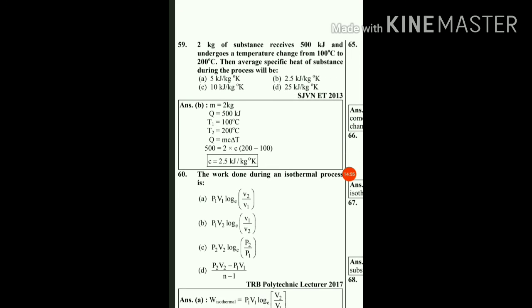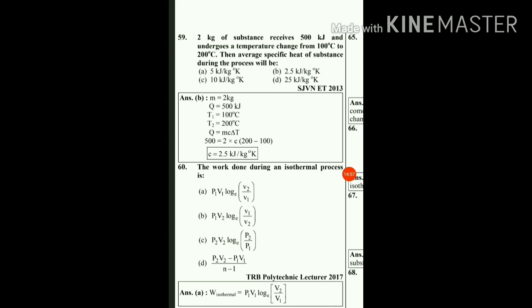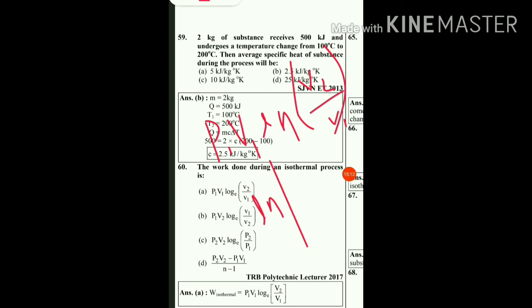Then the last question for today's lecture, the work done during an isothermal process. The process given is an isothermal process. So the work done during an isothermal process is, as I told you earlier, P1 V1 ln of V2 by V1 or P1 by P2. So in the options we can say option A, log to the base e, which in simple terms is written as ln, that is V2 by V1. So option A will be the right answer.